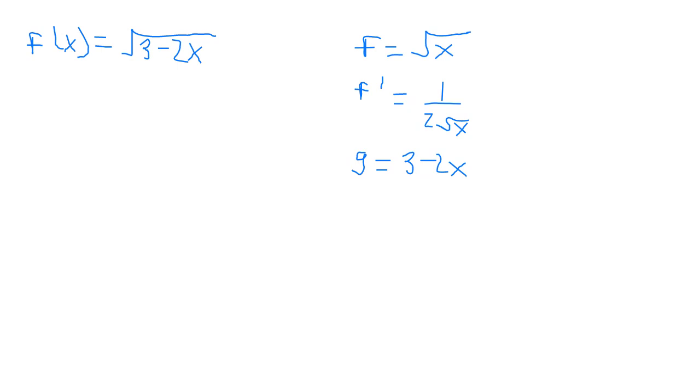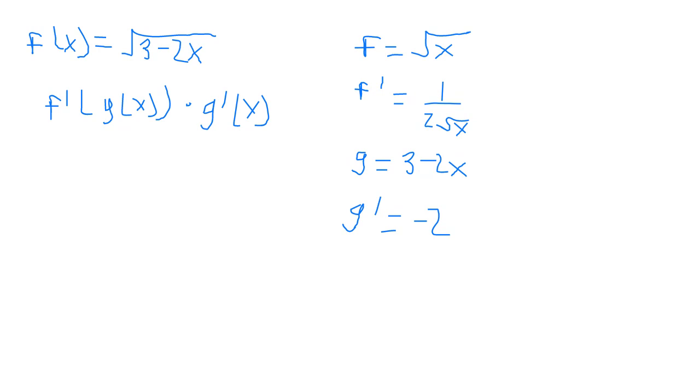And then we also have our g, that's our inner function, 3 minus 2x. And then we will also find our g prime. The derivative of a constant is 0, and negative 2x, so it'll just be negative 2. So from here, we have f prime of g of x times g prime of x, this is the chain rule, and then all we do is evaluate this. So we would have 1 over 2 square root of 3 minus 2x times the derivative, that is negative 2.